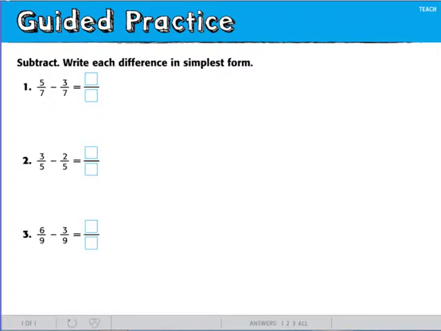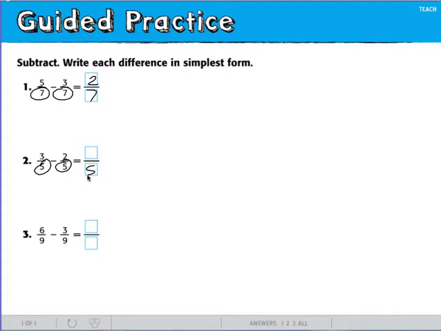Some guided practice problems. You're going to subtract and write each in simplest form, just like we're doing with the addition. Our denominator stays the same, 7 and 7, so that's 7. 5 subtract 3 is 2. Can we reduce 2 sevenths? No, so it stays.